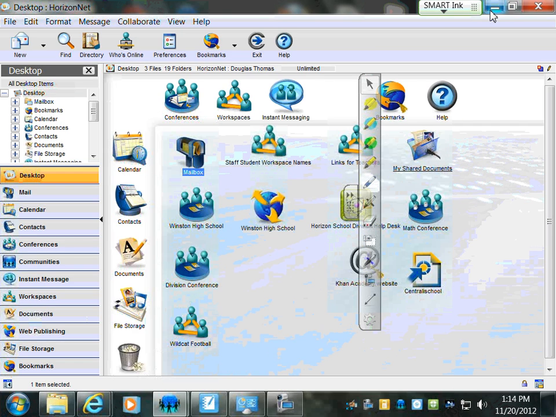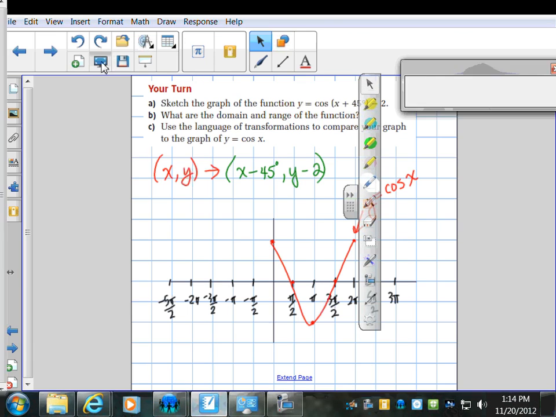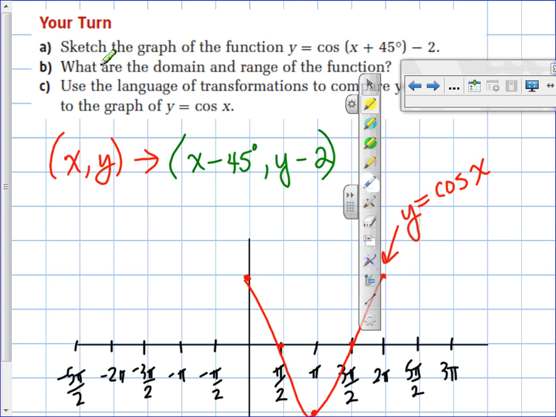Sorry, I just had to fix my toolbar there. All right, still there.